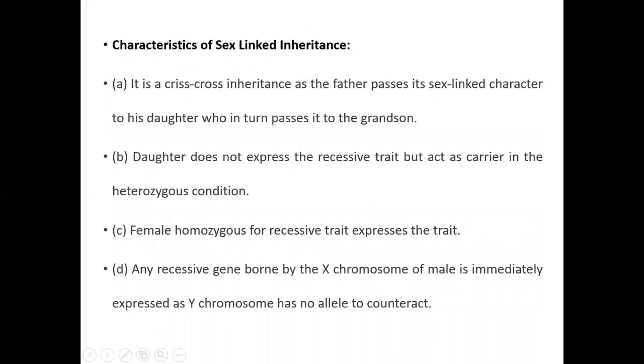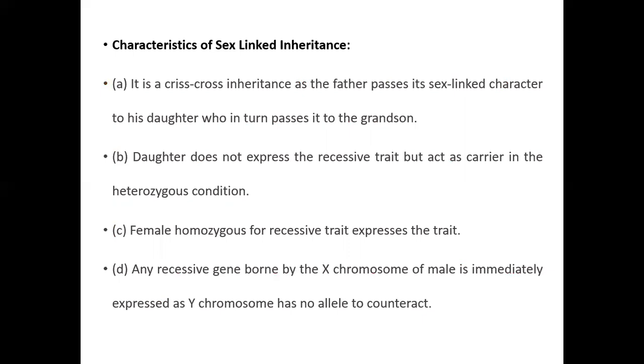So what does this mean? Sex-linked inheritance is a crisscross inheritance. The father always passes his sex-linked character to his daughter, who in turn passes it to the grandson. The daughter does not express the recessive trait, but acts as a carrier, especially in the heterozygous condition, and a female homozygous for the recessive trait expresses the trait.